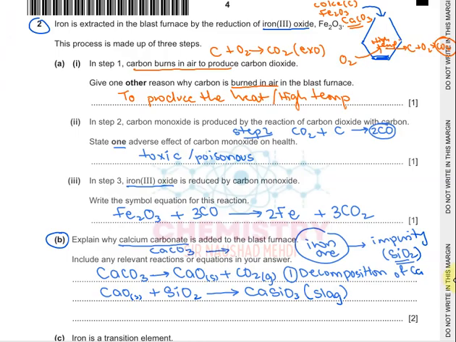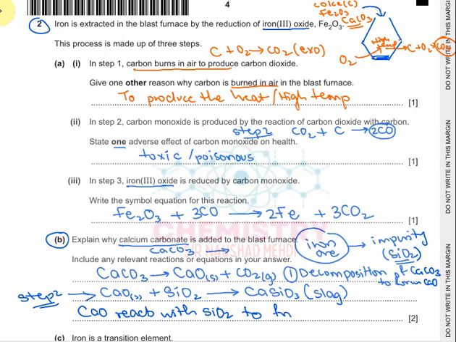To form the calcium oxide. Okay, decomposition of calcium carbonate to form calcium oxide. And in the second step, this is your second step, step number 2. So in the second step, what we are doing, calcium oxide reacts with silicon dioxide, which is the impurity, to form the slag, which can easily be removed from the bottom of the tower.